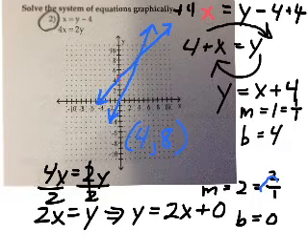Put it in the second one. 4 times x, 4 times 4 is 16. 2 times 8 is 16. So it works in that one. So that's the right point, 4, 8.